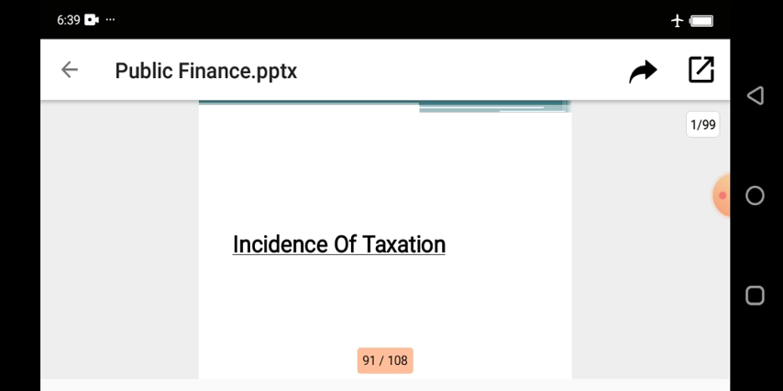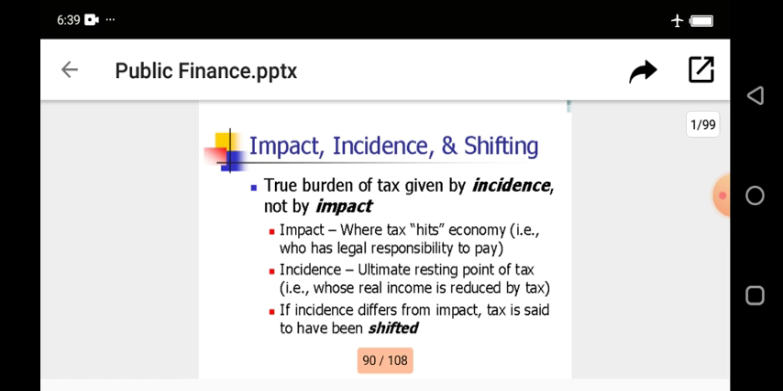We'll be looking at how these words relate to one another. As I said earlier, the impact of tax is on who has the ability to pay the tax. When we talk about direct tax, the individuals and the company have the legal responsibility to pay the tax, so the impact of tax affects them. Indirect tax is levied on goods and services. For direct tax, the burden of the tax rests on the individual and the company paying the tax. This cannot be shifted. For indirect tax, the burden or incidence of the tax can be shifted.